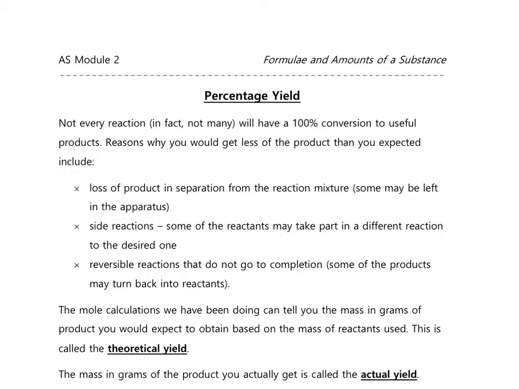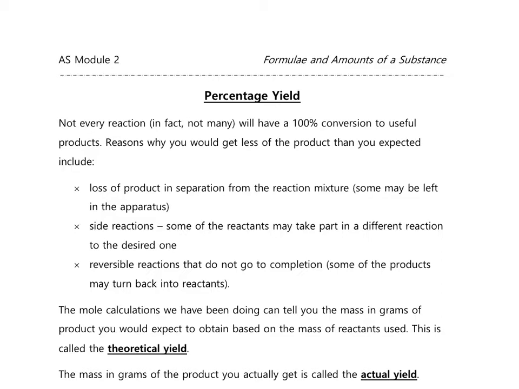The calculations get a little bit more complicated when we use percentage yield in moles type calculations, but today we're just going to simply be calculating percentage yield and use them in basic moles calculations. So where we get this idea of percentage yield from is the fact that not very many reactions will have a 100% conversion to useful products.